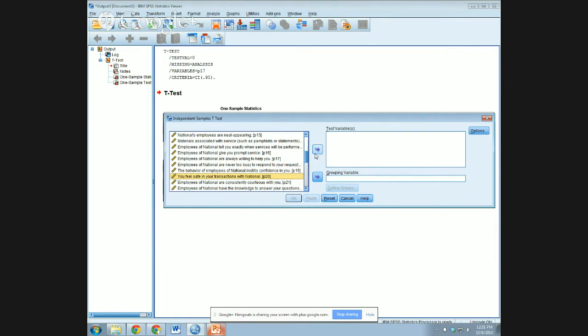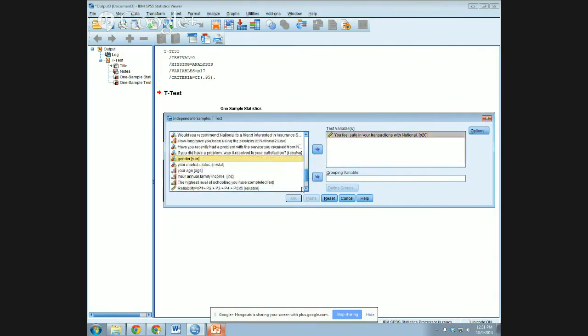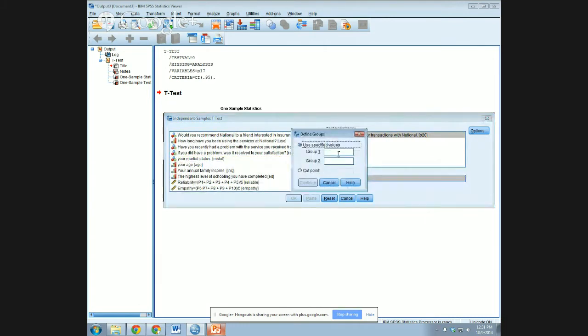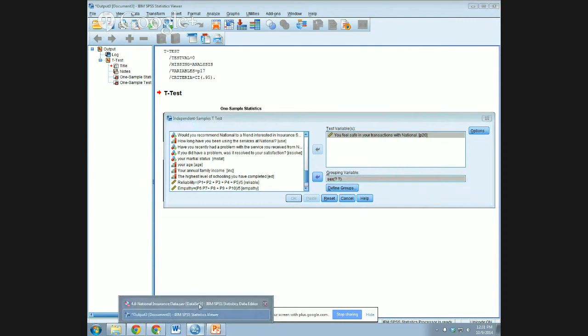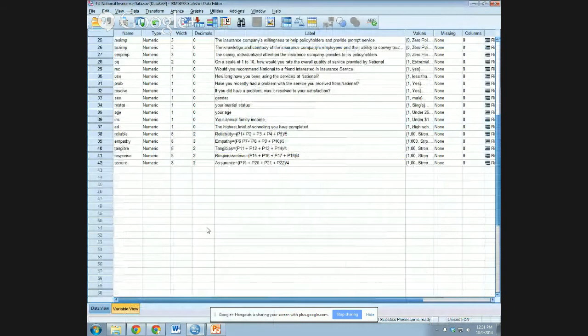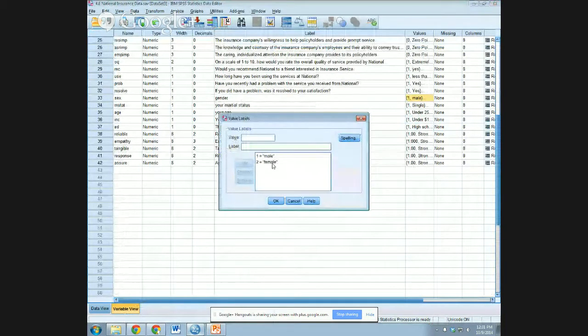So the first thing I'm going to do is move my dependent variable over here. And the next thing I'm going to do is find my grouping variable. My groups were gender. So I move sex over here, and I want to define my groups. Group 1 is 1. And again, this requires us to go back to the code book. And the code book says male is 1 and 2 is female.